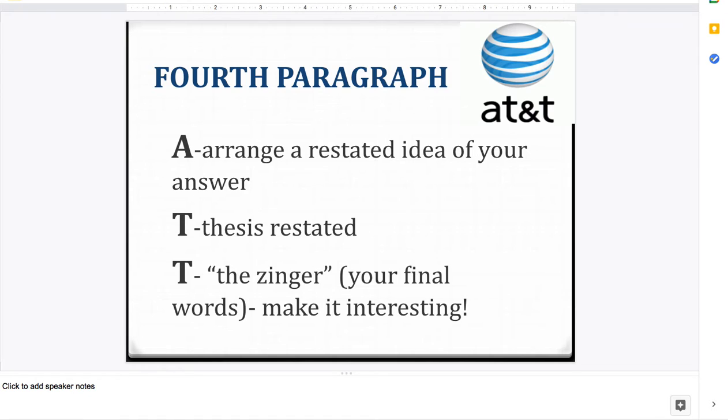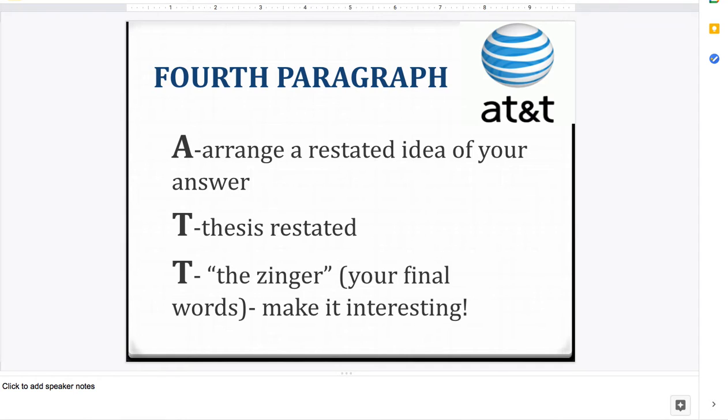So you're going to restate your ideas. You're going to have your thesis restated, right, in different words. And then, of course, you want to end with the zinger. That's your final words, your final thoughts. You want to make it interesting. You want to make it memorable. A good idea is to have that wraparound ending, and we'll talk more about that in class.